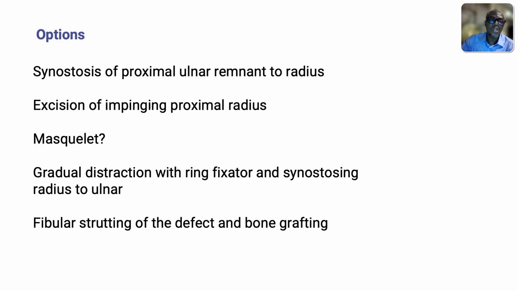So the options of treating this patient were, we considered synostosis of the proximal ulnar remnant to the radius to create a single bone forearm. Another was excising the impinging proximal radius, at least to deal with the impingement pain. And the induced membrane technique has been discussed extensively during the course of these talks. Also, gradual distraction with a ring fixator and synostosing radius to ulna, and fibular strutting of the defect and bone grafting.